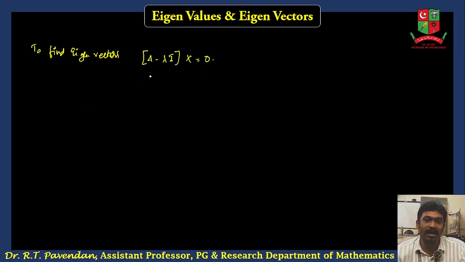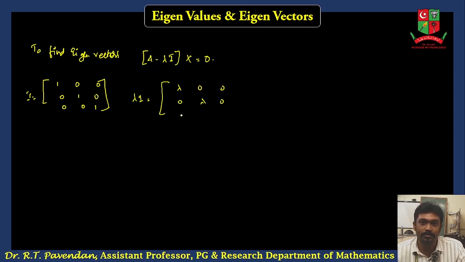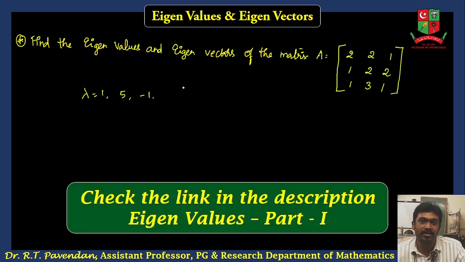Lambda I, we know the identity matrix is 1 0 0, 0 1 0, 0 0 1. We have taken a 3 cross 3 identity matrix because we are dealing with a square matrix of order 3. So lambda I is going to be lambda 0 0, 0 lambda 0, 0 0 lambda, and hence the matrix A minus lambda I will subtract this lambda from all the diagonal elements of the given matrix.